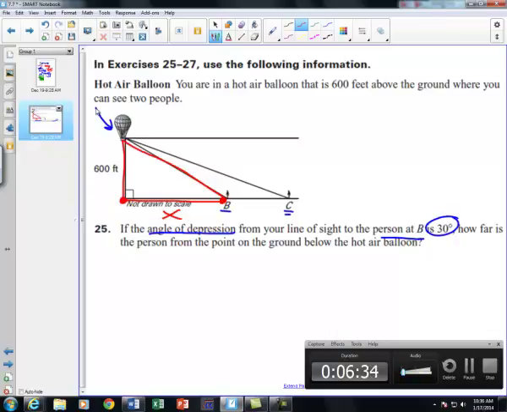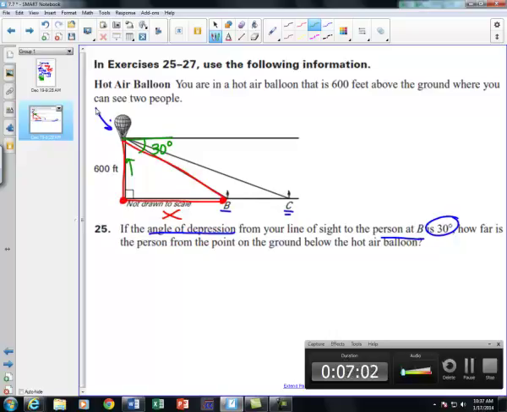Now, angle of depression. So really you're looking out this way, and actually let me change colors here. They're saying that you're looking out right here at this line. And it says the angle of depression. Well, angle of depression is like when you're declining or looking down, depression, you know, it's going down. So they're saying that from here to here, that angle of depression is 30 degrees.